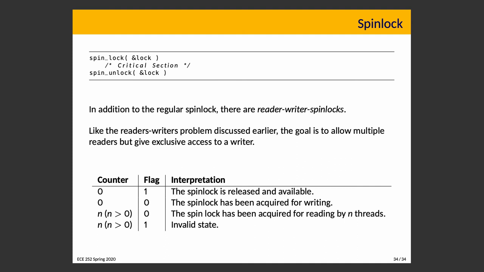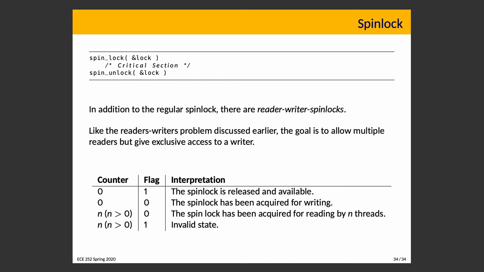It is just an integer that's checked by a thread. If it's zero, we basically do a test and set kind of thing. We can lock it and set it to one. If it's non-zero, then we just keep trying to do our test and set until it becomes zero. So there's no real magic in a spin lock, but it gets the job done. In addition to that, there are readers-writers spin locks. They work on a similar principle to the readers-writers lock that we have discussed earlier.